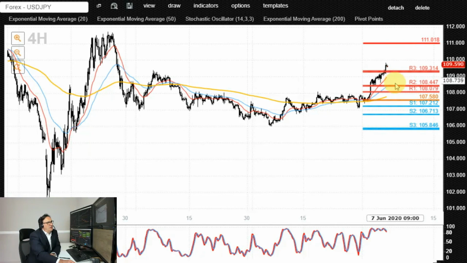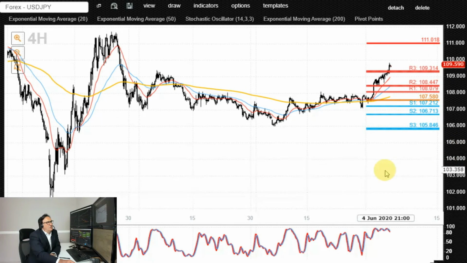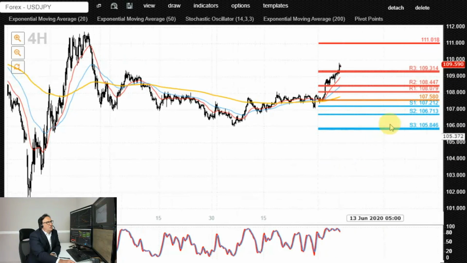Alternatively, if you see a pullback to 108.50 and a loss of that level, a retest of that level from underneath could open the way for a deeper corrective move and a retest of additional supports towards 108, 107.60.